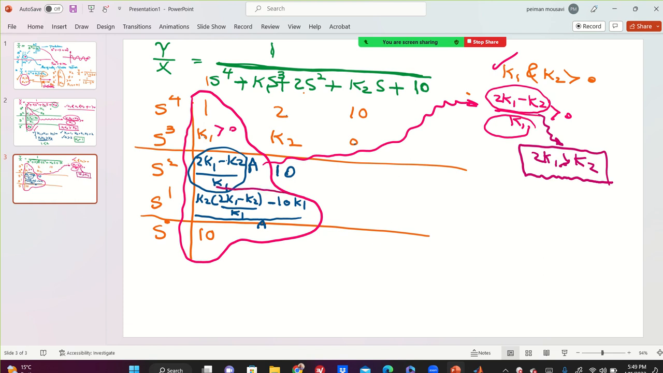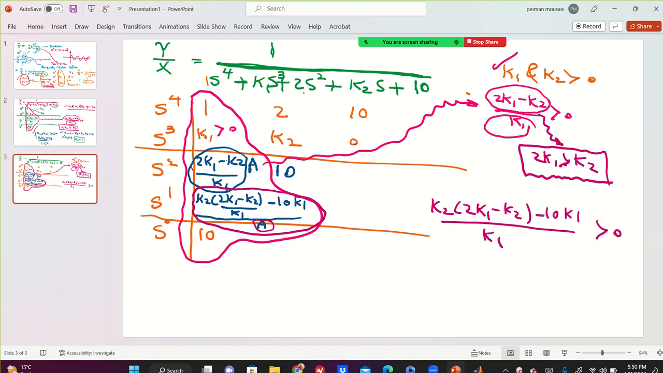Now, this must be positive. Because this is already positive, so A is positive, we don't care. So you get that K2 times (2K1 minus K2) minus 10K1 divided by K1 must be positive. I'm looking at the numerator. So this is going to be a square if I do that. See here, a square, because K1 is already positive from the first condition. So this must be positive.